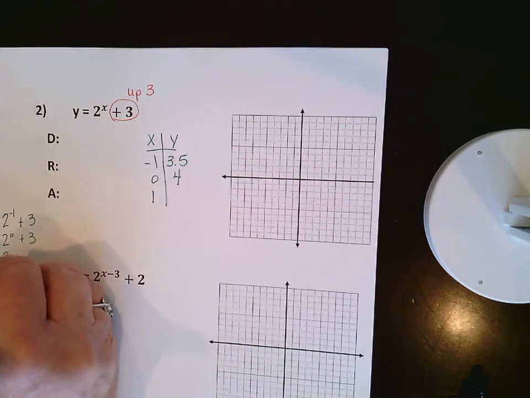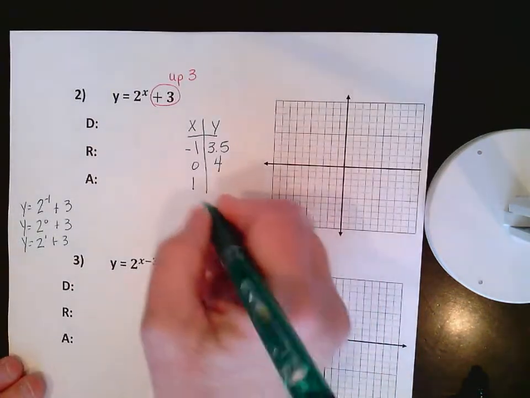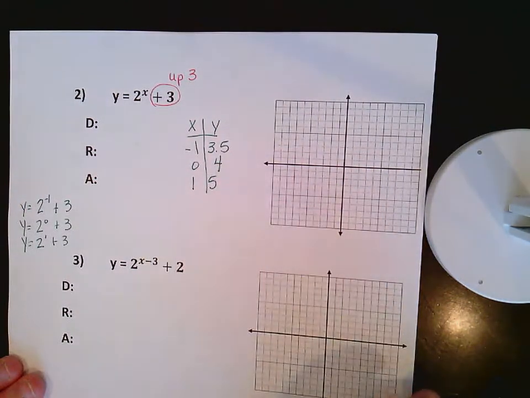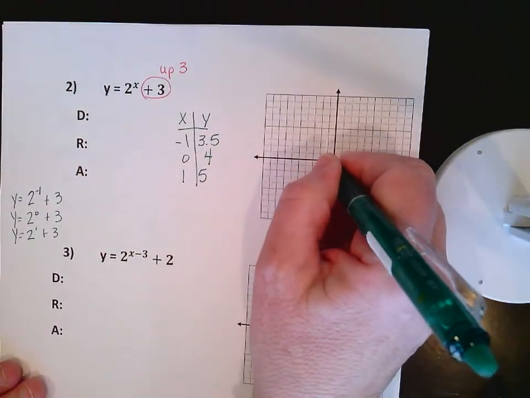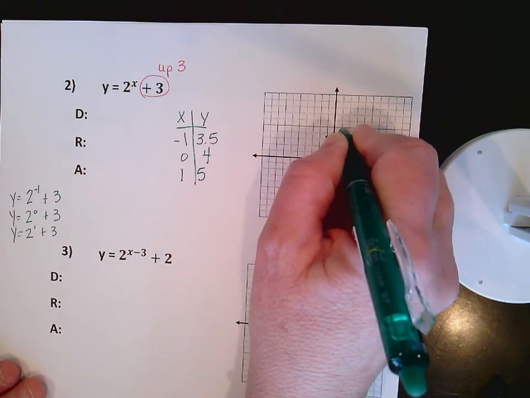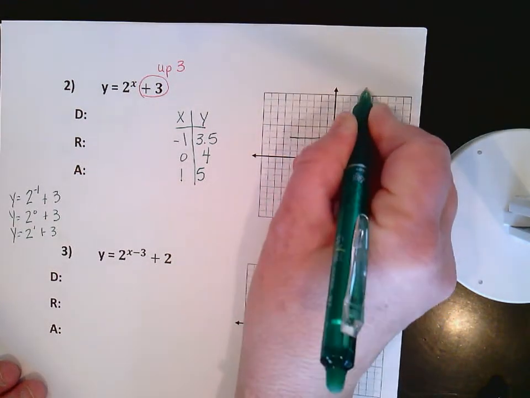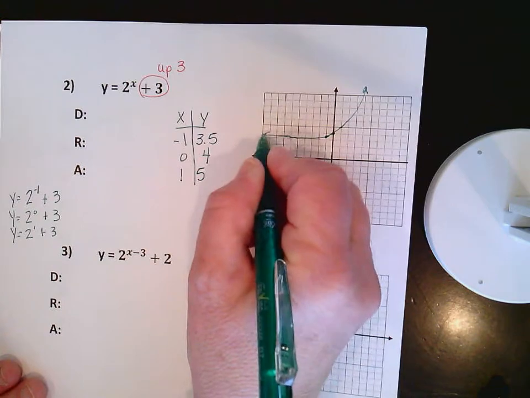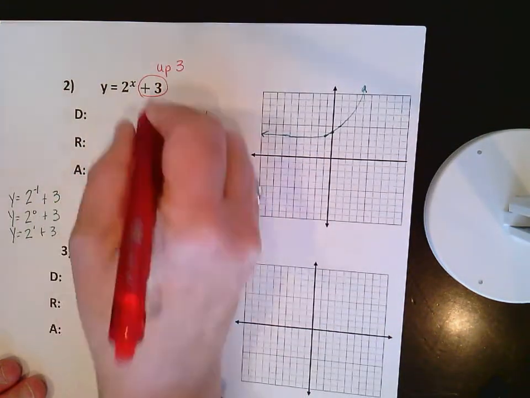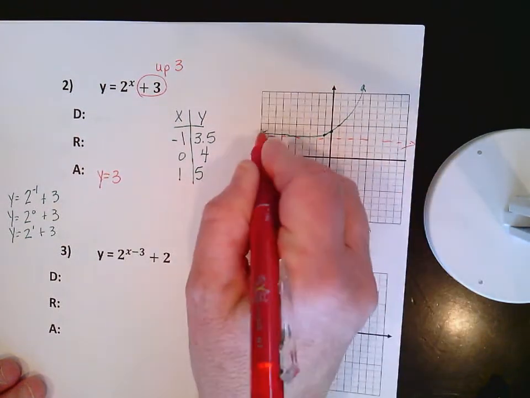And 2 to the first plus 3, 2 to the first is 2 plus 3 is 5. So I'm going -1 and up 3.5, 0, 4, and 1, 5. So it looks like this is coming like this. All right, and we know our asymptote is going to be y equals 3, because 3 is our k, and your asymptote is always going to be y equals whatever your k is.